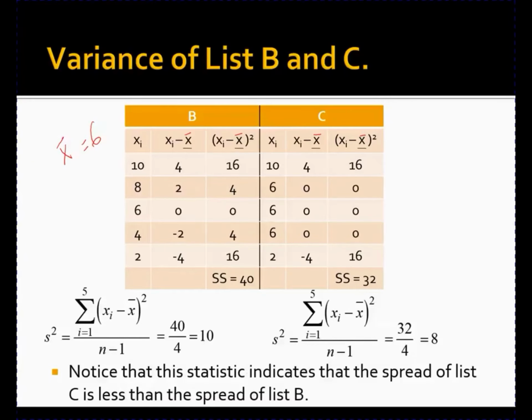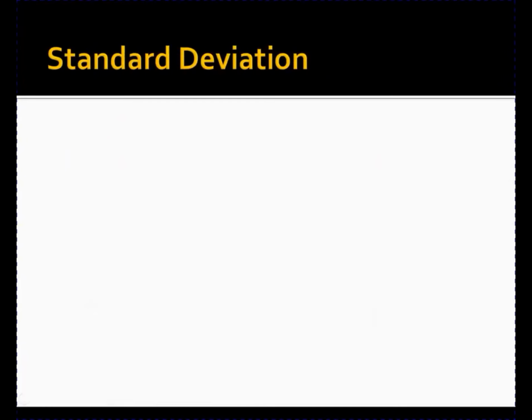So finally we have a different statistic here for B and C that shows a little bit of a difference. We see that the spread of list C is 8, or the variance is 8, so it's less than list B. And that's because all these 6s are grouped together in list C, so overall the values aren't spread out as much. We have a 10 that's pretty high and a 2 that's pretty low, but other than that they're pretty close together.